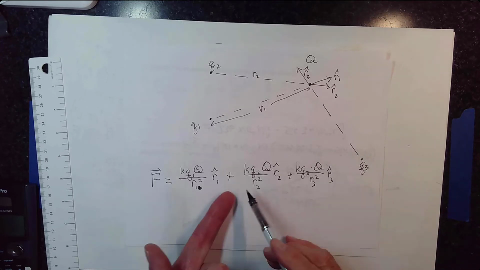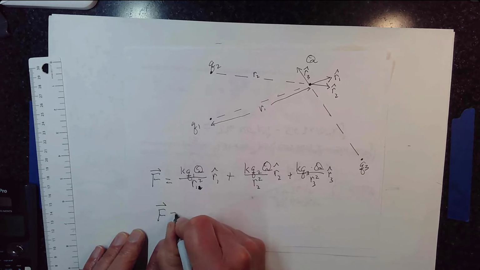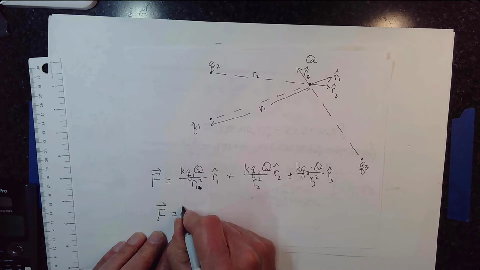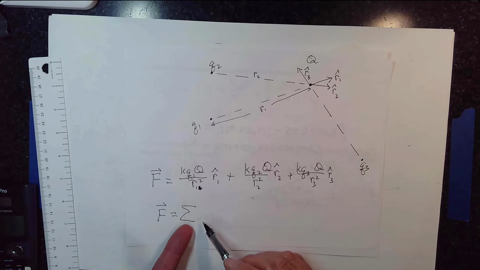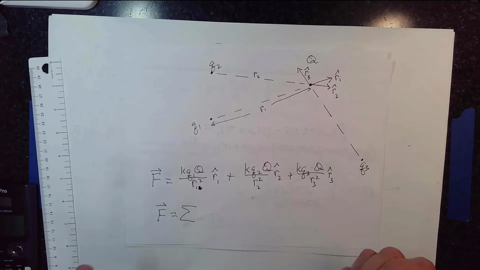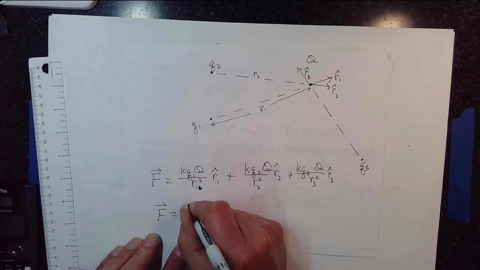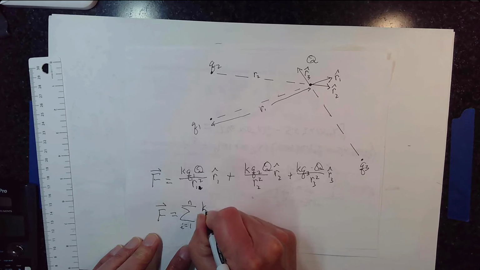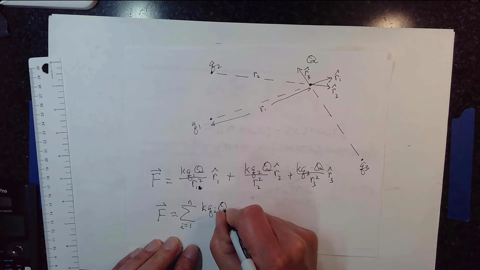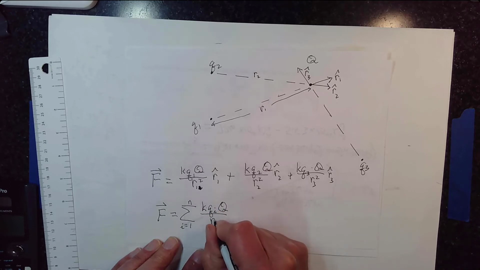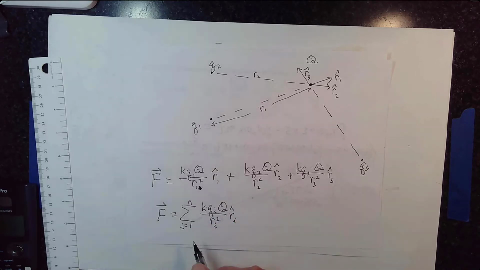Now, you can use shorthand notation for this, and eventually, if you've got a whole bunch of charges, you may use summation notation. I hope you've used this before. This is a way of signifying a sum, and maybe you've got n charges. You'd have an index that goes from 1 to n. You'd have k q sub i times capital Q divided by r sub i squared and then r sub i hat.